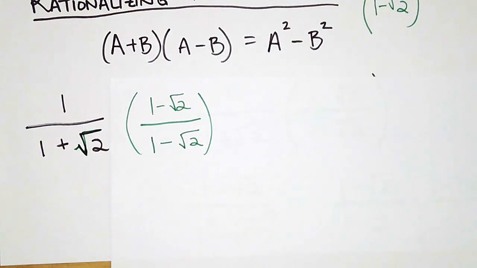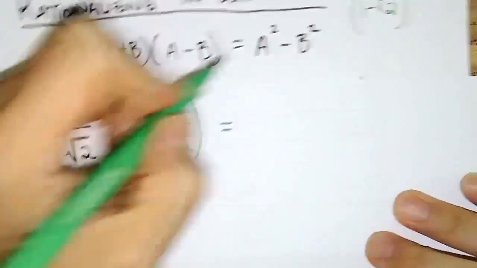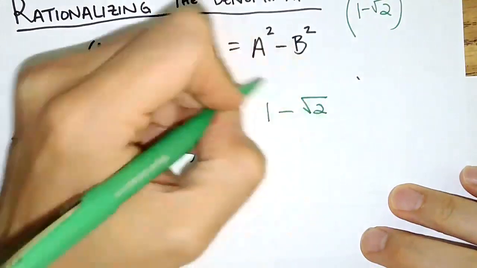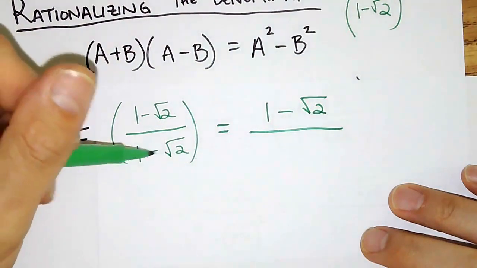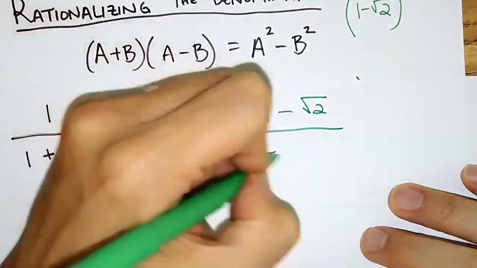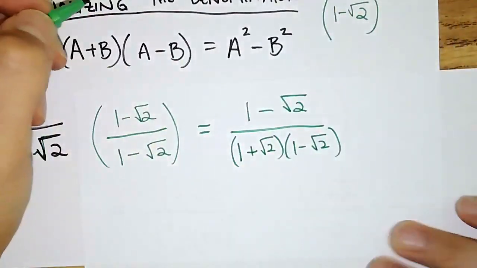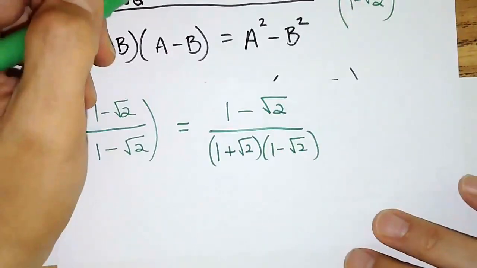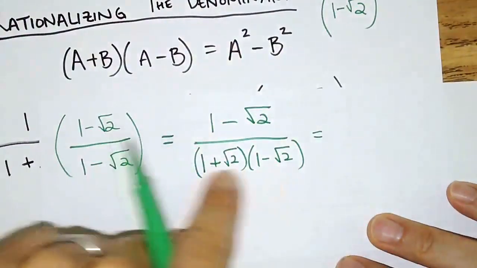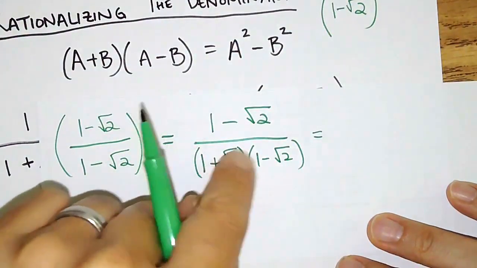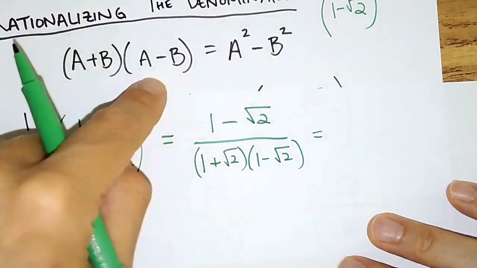Okay. So here I have a 1 times 1 minus square root of 2, which will just be 1 minus square root of 2, right? Over 1 plus square root of 2 times 1 minus square root of 2. I'll write it out here. Whenever we see two binomials, we want to FOIL, but I'm just going to use this. The product of the same thing, plus and minus, is the same thing as a squared minus b squared.